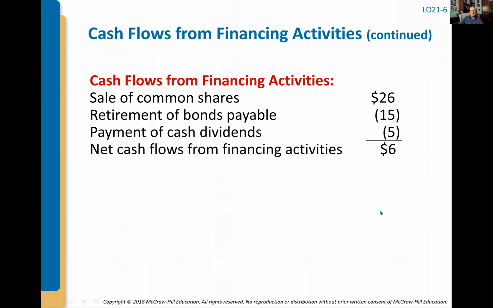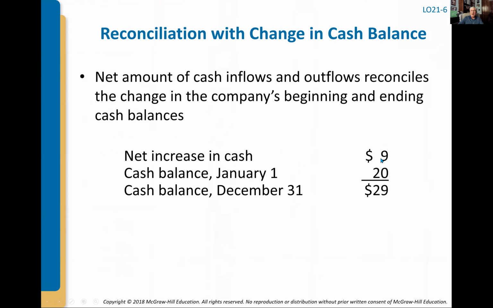Now that's where the 9 comes from. So the 9 was adding or subtracting cash flow from operations, investing, and financing. That's the 9. The beginning cash was 20, 9 plus 20. Okay, just showing to the investor, we've accounted for every dollar of cash in and cash out.